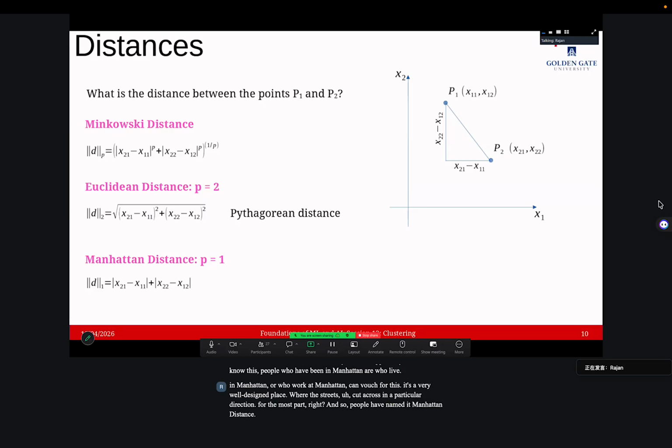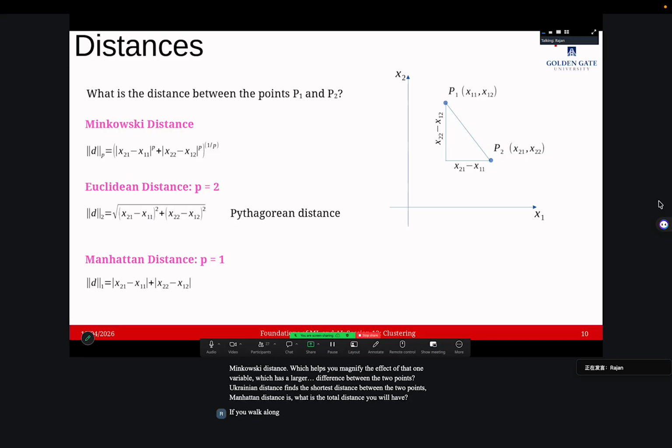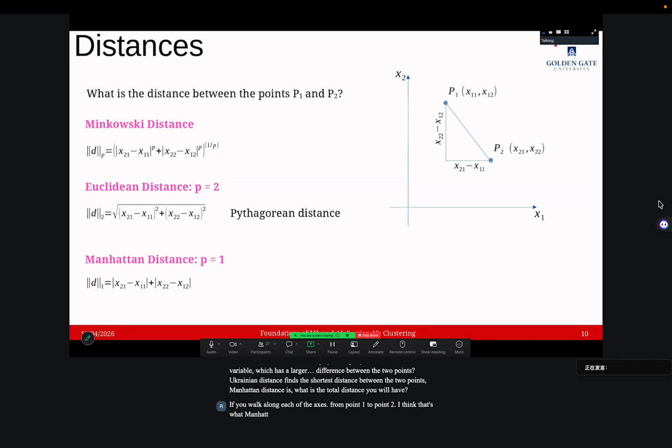Anyway, so we have distance defined using these 3 ideas. Minkowski distance, which helps you magnify the effect of that one variable which has a larger difference between the 2 points. Euclidean distance finds the shortest distance between the 2 points. Manhattan distance is the total distance you will have if you walk along each of the axes from point 1 to point 2. That's what Manhattan distance is.